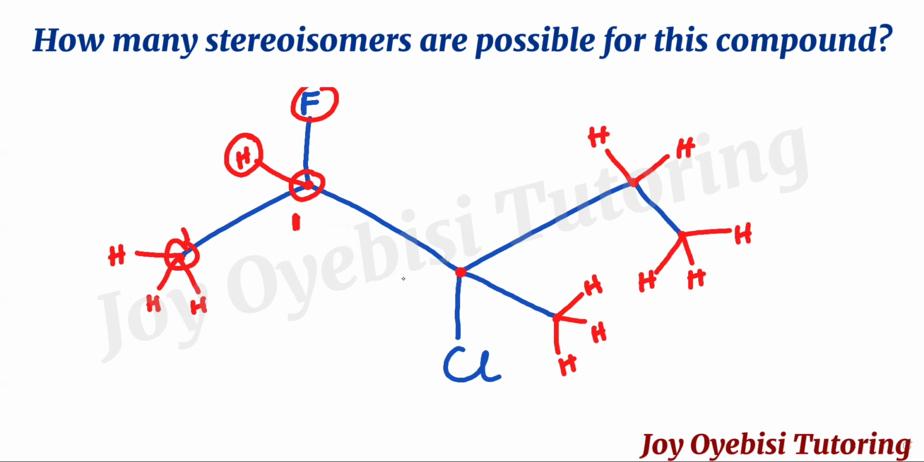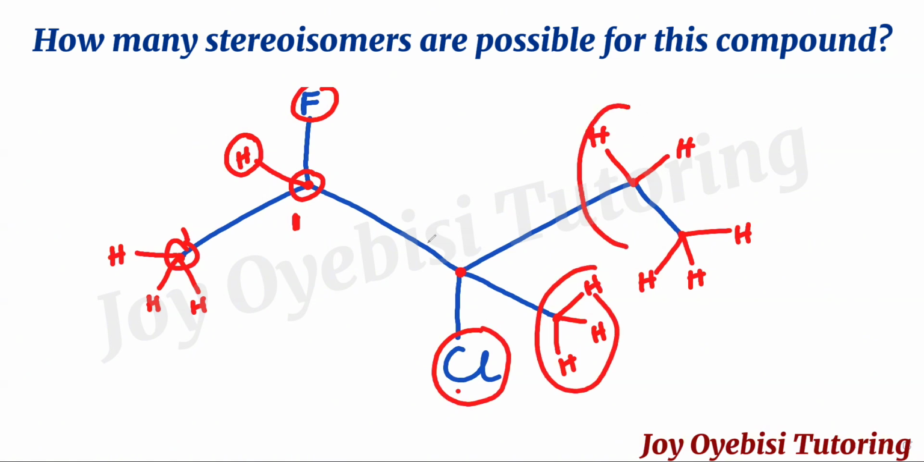This one over here has 1, 2, then 3, plus this side, 4. 4 different groups surrounding it. So that makes this another chiral center. While the others do not have 4 different groups attached, so they are not chiral.